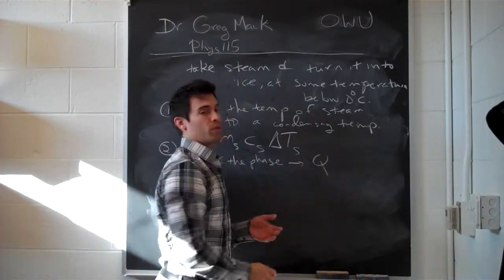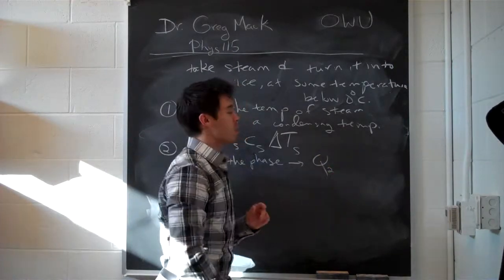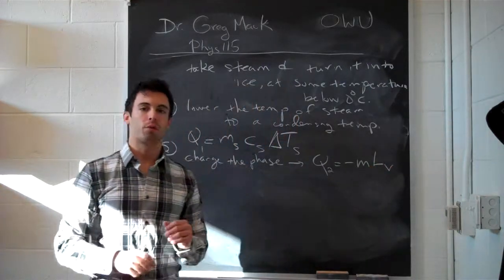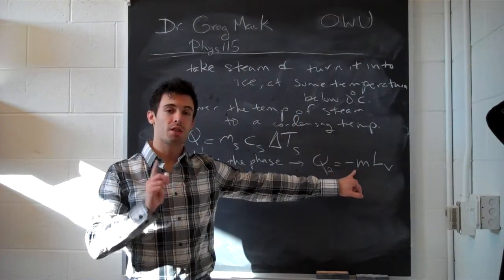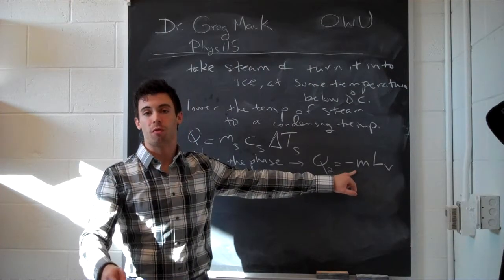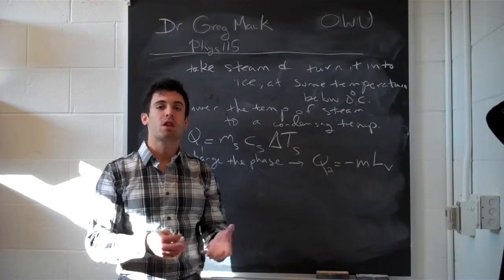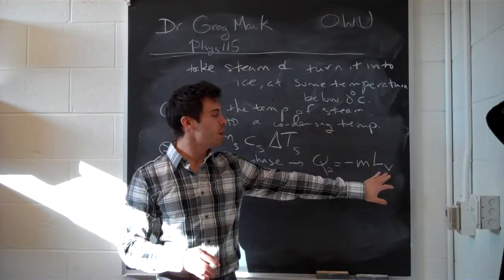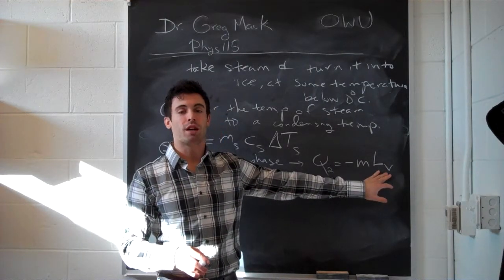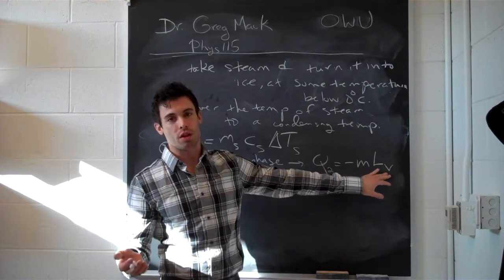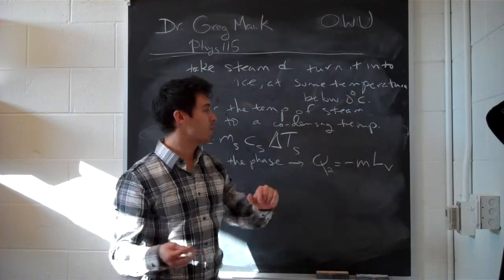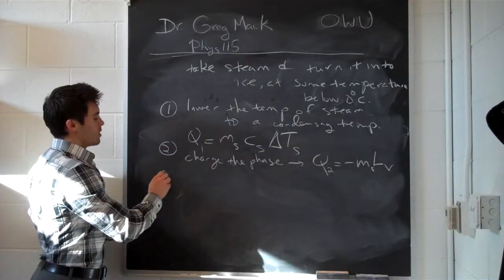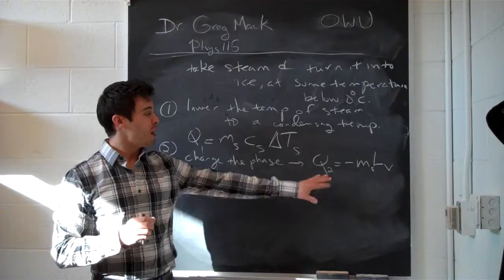So we have Q2, here since we're labeling these, is equal to minus m times the latent heat of vaporization. Minus, because we're taking energy away from it. If I were giving energy to it to change it from the liquid into a gas, then that'd be positive. And the latent heat of vaporization and latent heat of condensation are the same. You just call it latent heat of vaporization, and so that's what's going to be there. And this m is going to be the mass of the steam. Okay. So then, we have that situation.